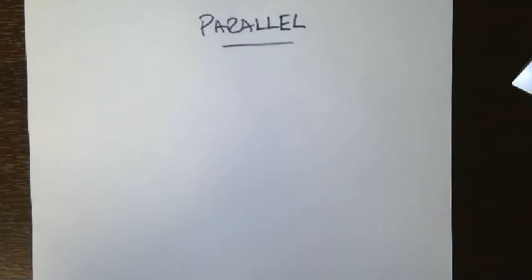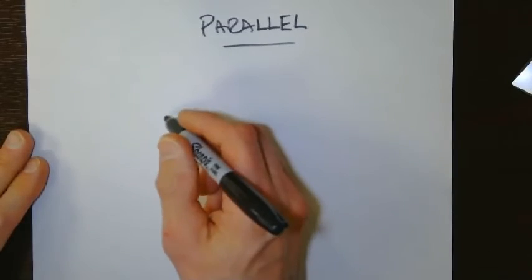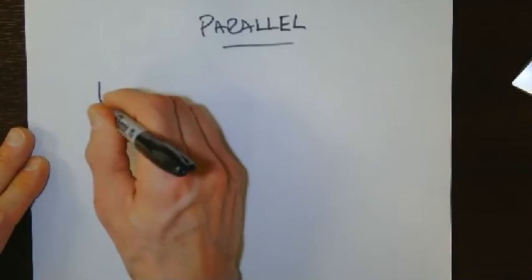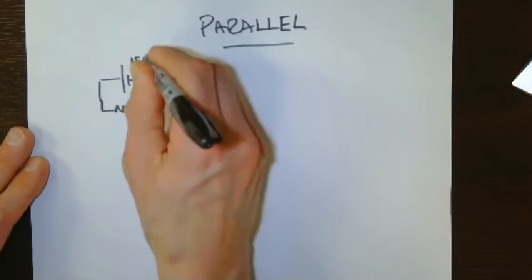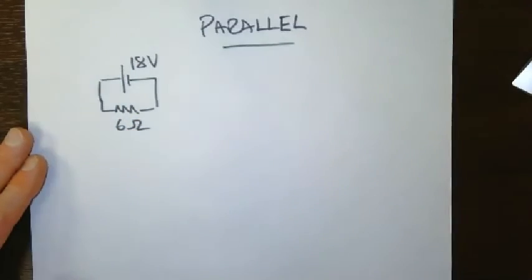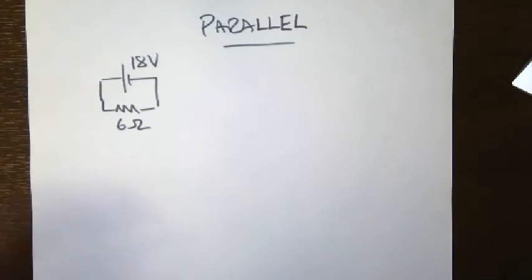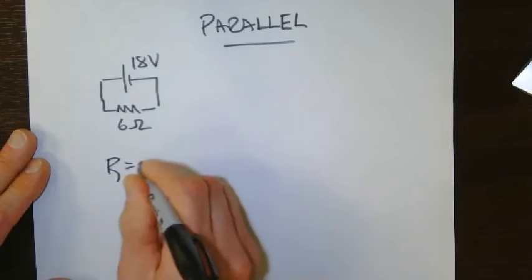But what I want to show you is, well, let me just write this, okay? Let's say that you have an 18-volt battery with a 6 ohm resistor, okay? Now, if I ask you what's the resistance of that circuit, you're going to say, well, it's 6 ohms.